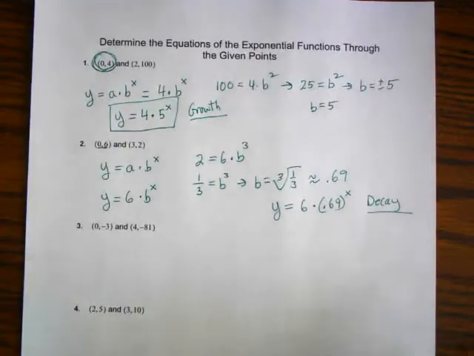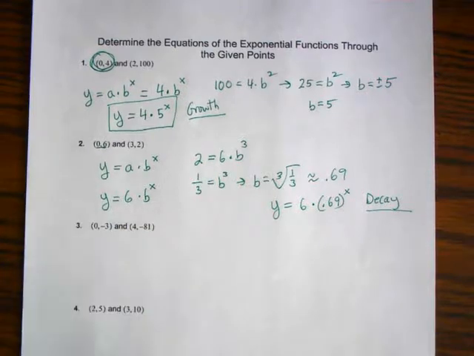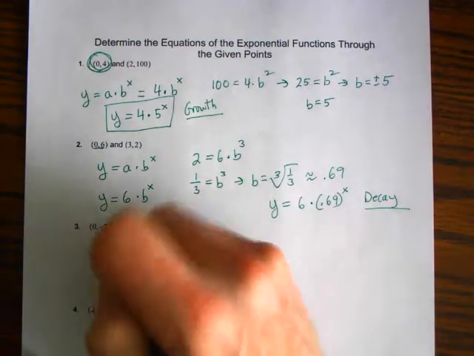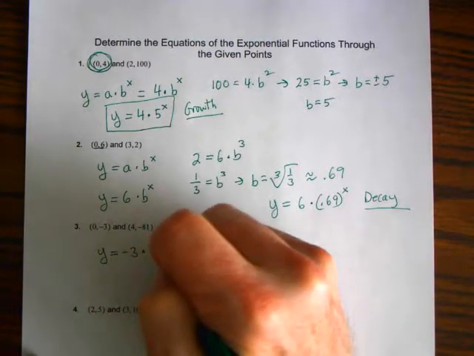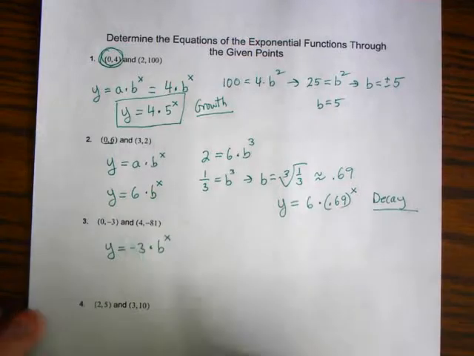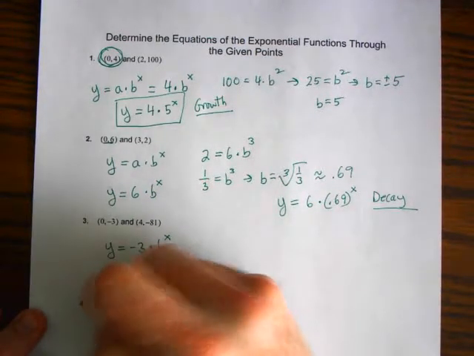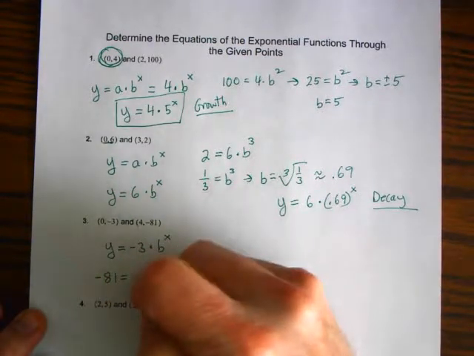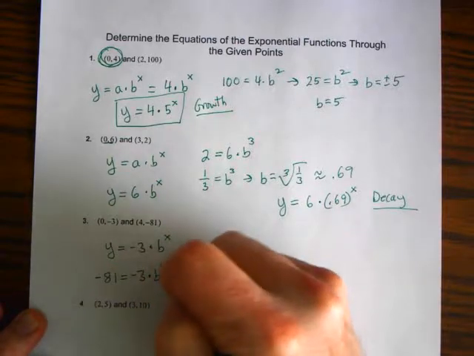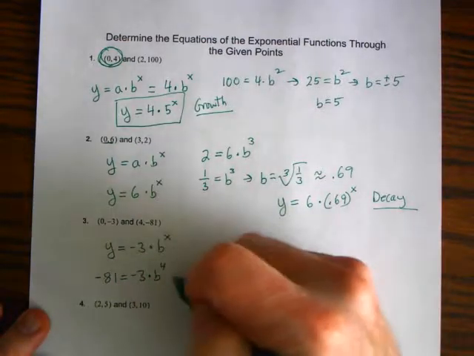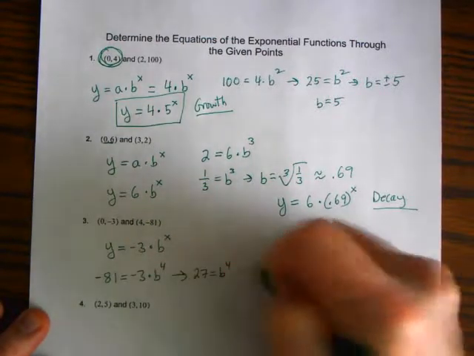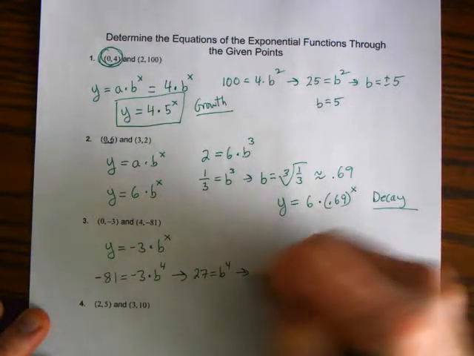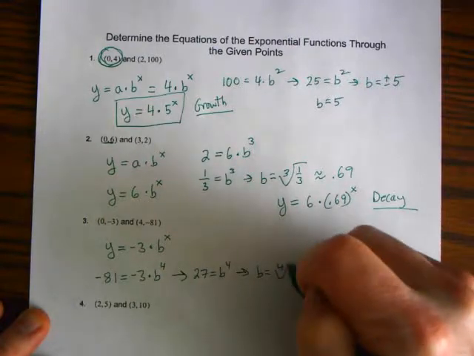All right, well, sometimes they throw some negative numbers in. That's not really a big deal. Again, right away we know our a number, so I'm just going to write down y equals -3 times b to the x. And then we plug in our other 2 numbers. -81 equals -3 times b to the 4th. Divide both sides by -3. 27 equals b to the 4th, which means b is the 4th root of 27.